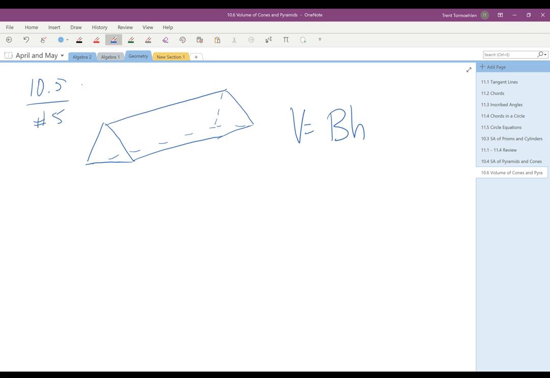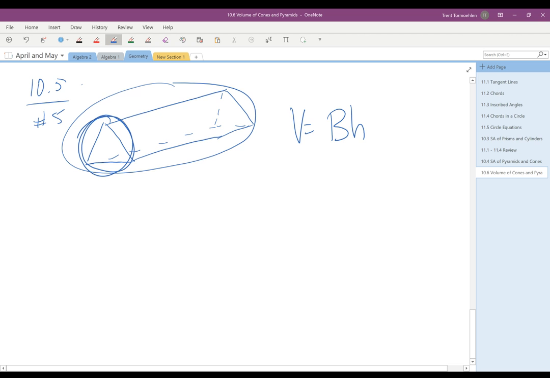Well, the lateral area is always going to be the rectangle. So when you look at this, even though it looks like it's laying flat on one of these rectangles, those rectangles are not the base. The actual base is going to be the triangle. The rectangles are not going to be the base.